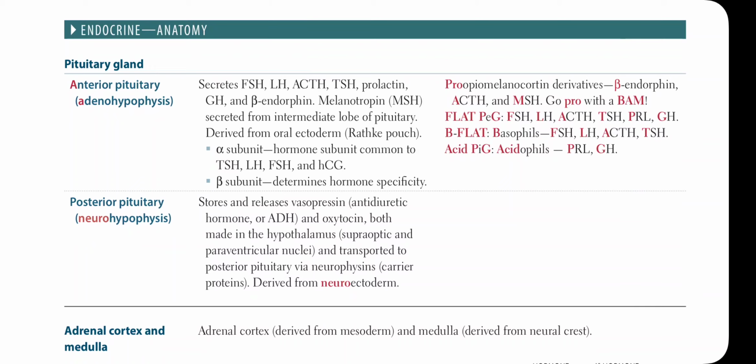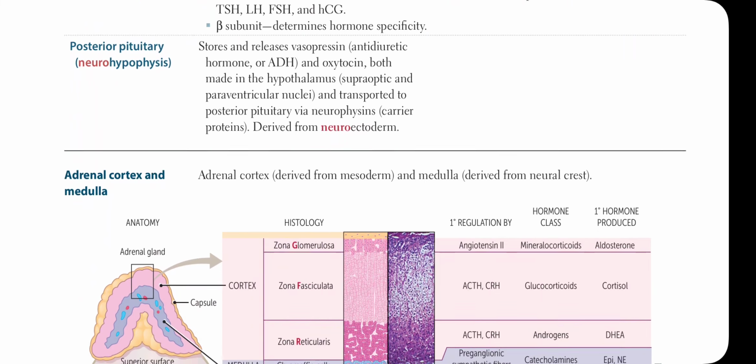So this is made at the supraoptic and paraventricular nuclei, and then it is transported to the posterior pituitary via the neurophysin. That means these hormones are stored and released there. They're not made there. They're made at the supraoptic and paraventricular nuclei of the hypothalamus, then transported to the posterior pituitary via the neurophysin, which is the carrier protein derived from the neuroectoderm.